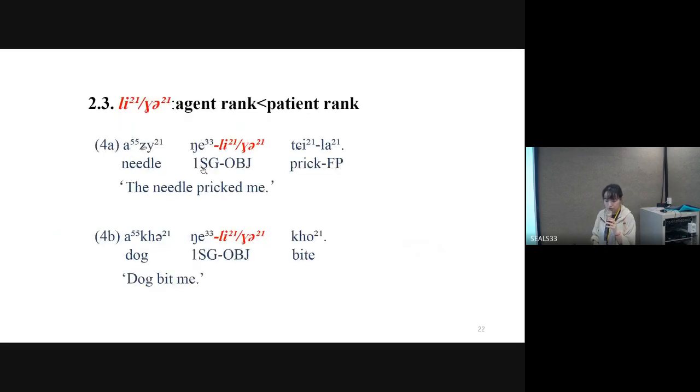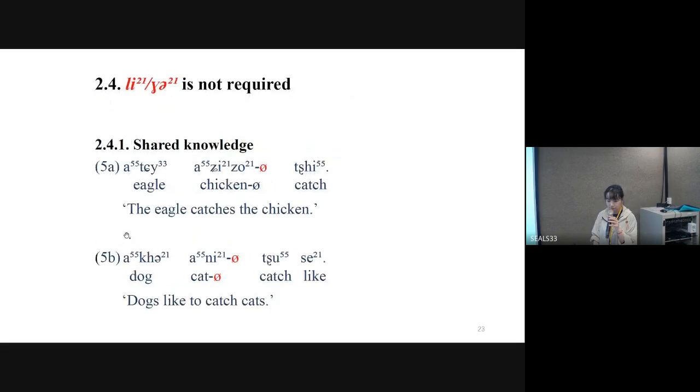And 2.3 shows the agent rank lower than the patient rank. As you can see, I get newer, yeah: the needle pricks me. As patients, the agent rank is lower than the patient rank, but the patient needs to be marked for B shows in this situation.